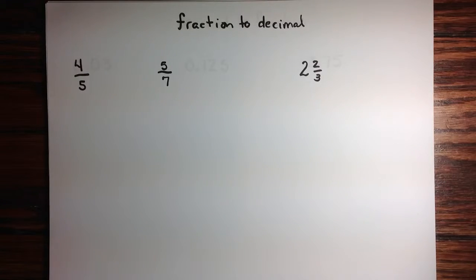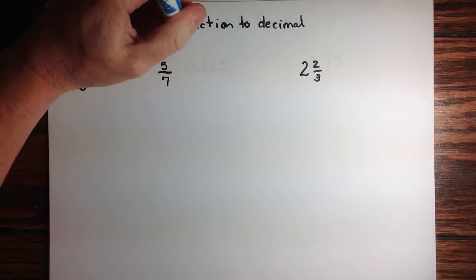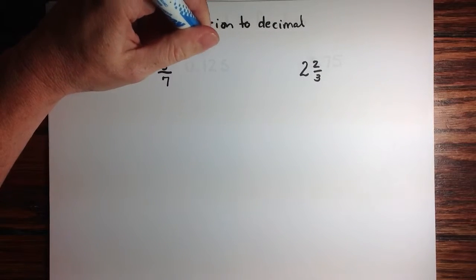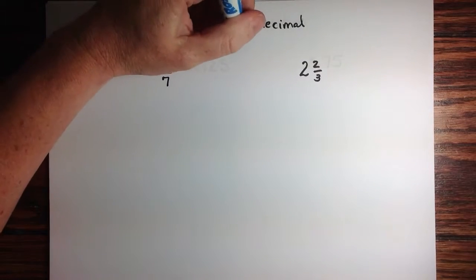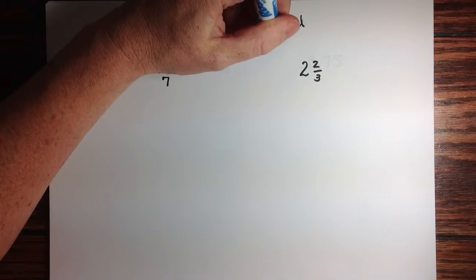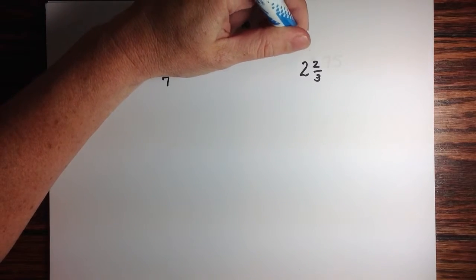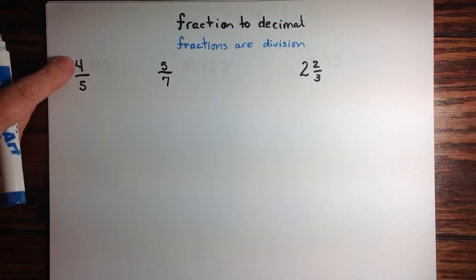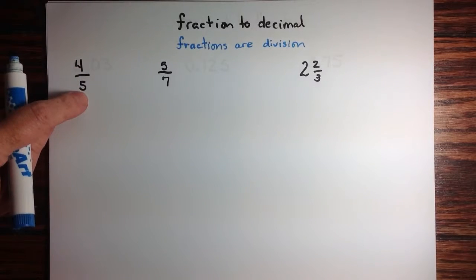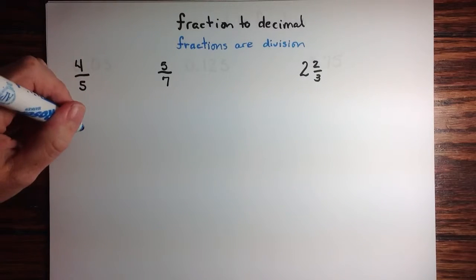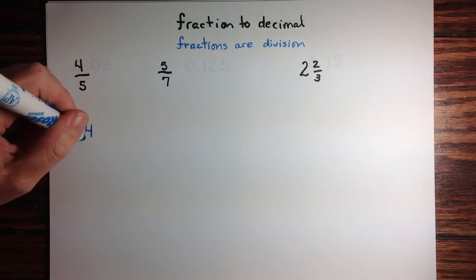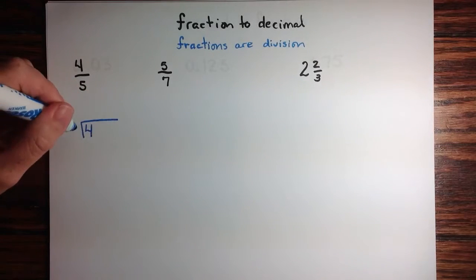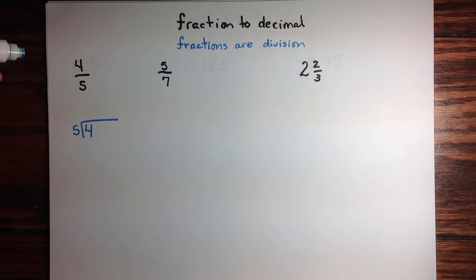This mini lecture talks about changing from a fraction into a decimal. And the first thing to think about is that fractions are another way of writing division. So fractions are division problems. So if we look at this first fraction, 4 divided by 5 is how we would say this. We're going to write it as 4 divided by 5.